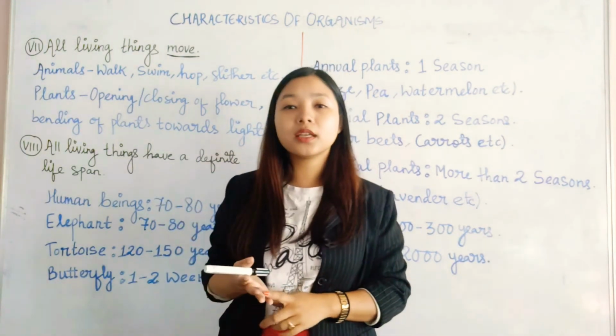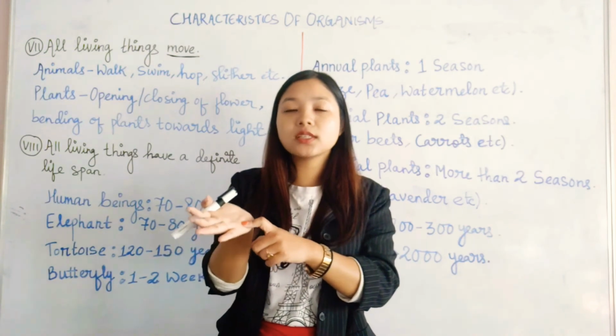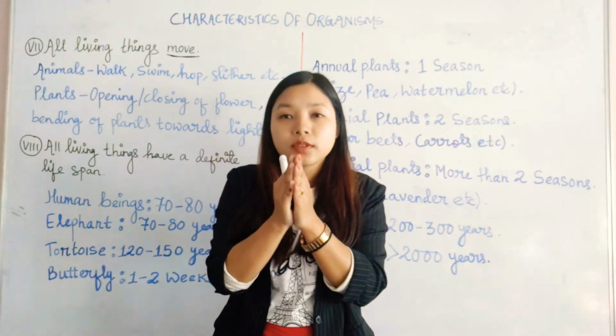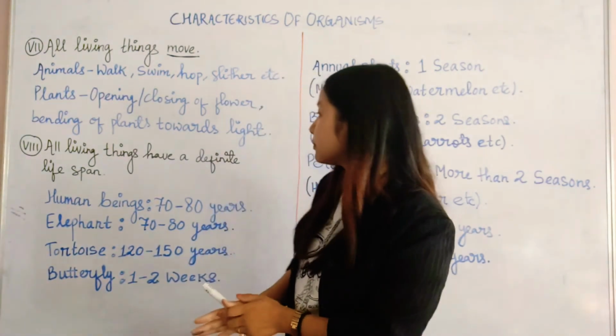Another example is whenever you will see the touch me not plant, if you will touch its leaves, you will see that the leaves will close up. So that is another example of movement in the plants.